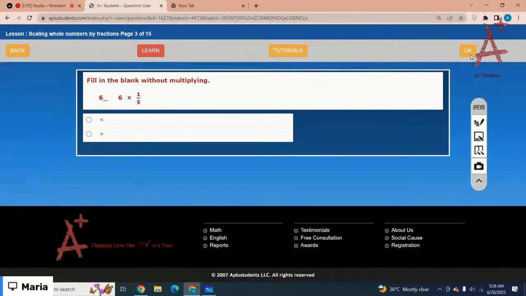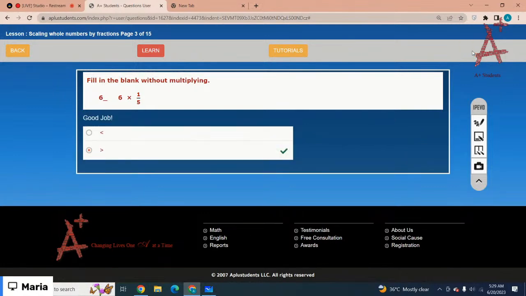The important thing you have to keep in your mind is a whole number is always greater than the product of a whole number and a fraction. Got it? No matter what number it is. Like 6 times 1 by 5. Again, 1 by 5 would be less than 1, and when you multiply 6 times 1 by 5, that is less than 6. So 6 is greater than 6 times 1 by 5. The whole number is greater. Got it?